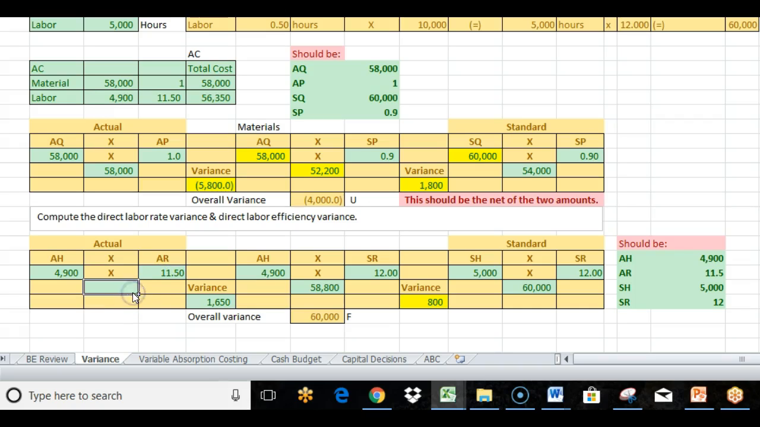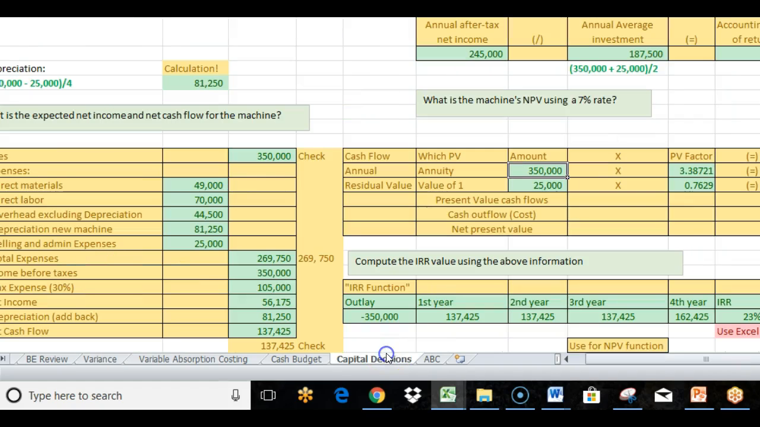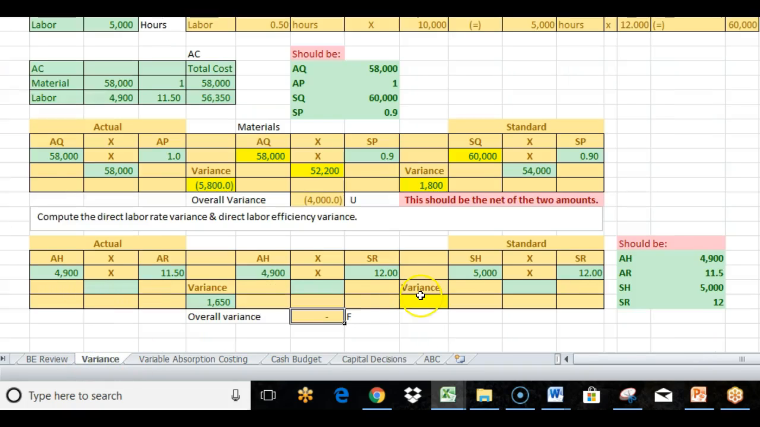I don't know if these numbers are right, so I'm going to delete those. So you should have 49 here, standard rate here. You should have standard rate of 5,000 here. So now multiply those out. Net between here and here to get the overall variance. And I think this has, I'm going to have to go back and find out what that was. I wiped it out for you.